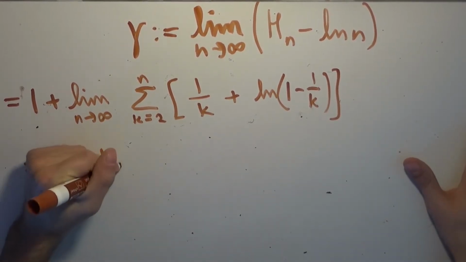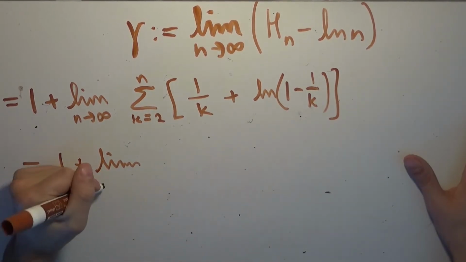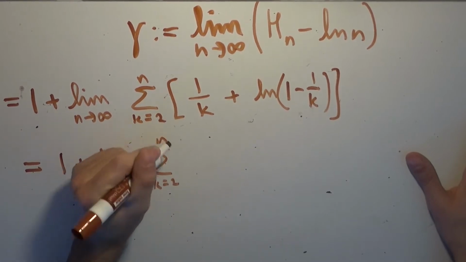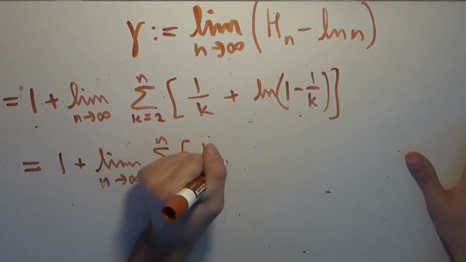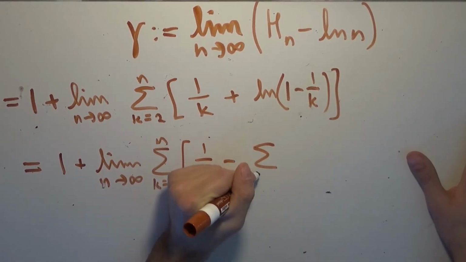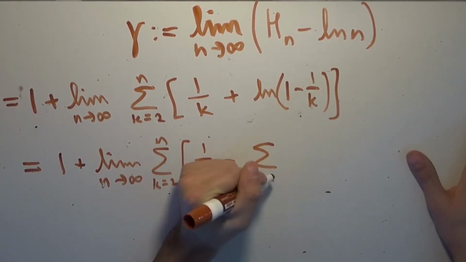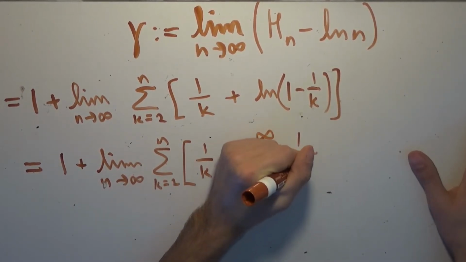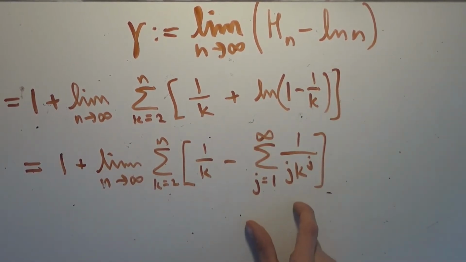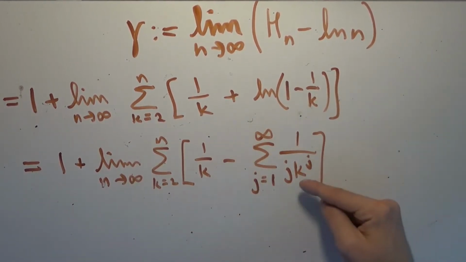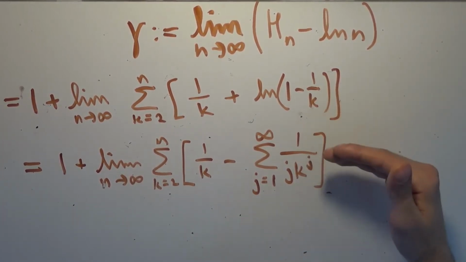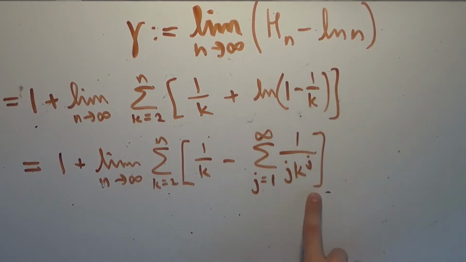So we have 1 plus the limit as n approaches infinity of the sum from k equals 2 to n of 1 over k minus the sum from, I guess we'll call it j equals 1 to infinity of 1 over j times k to the power of j. This is the Maclaurin series for the natural logarithm of 1 minus x, where I've plugged in 1 over k for x. Normally you'd see x to the j in the numerator, but plugging in 1 over k gives 1 over k to the j, so I've just put k to the power of j in the denominator. I hope that's clear.